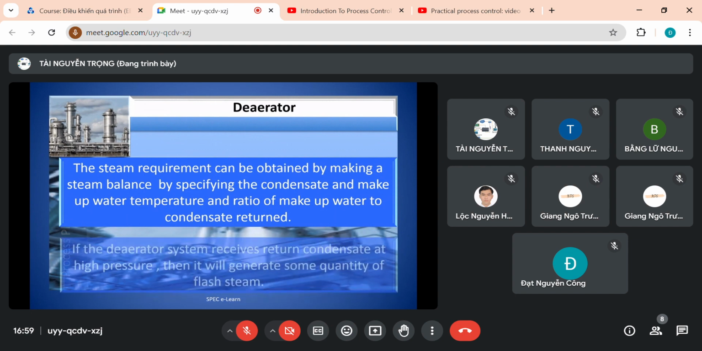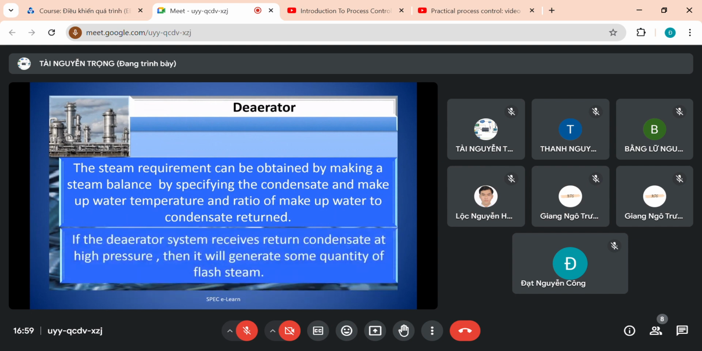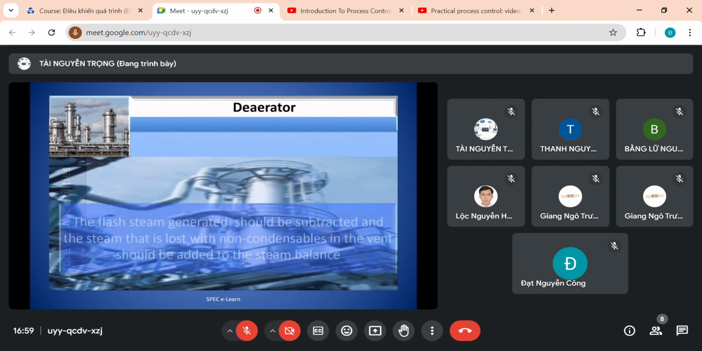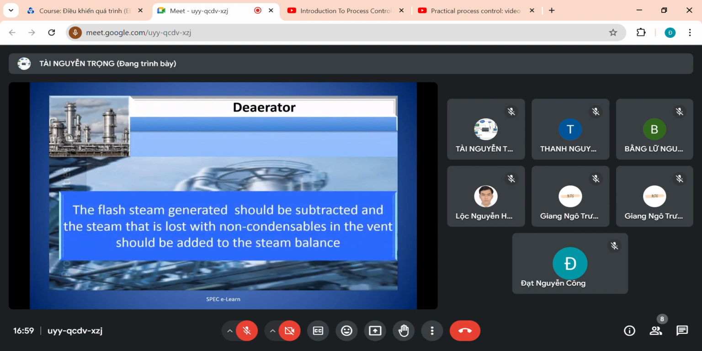If the deaerator system receives a return condensate at high pressure, then it will generate some quantity of flash steam. The flash steam generated should be subtracted, and the steam that is lost with the non-condensables in the vent should be added.